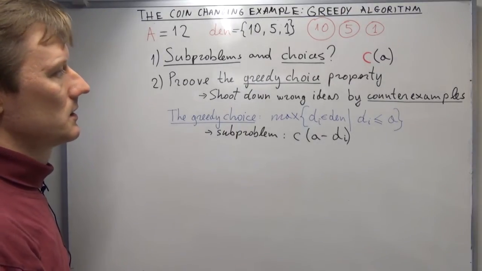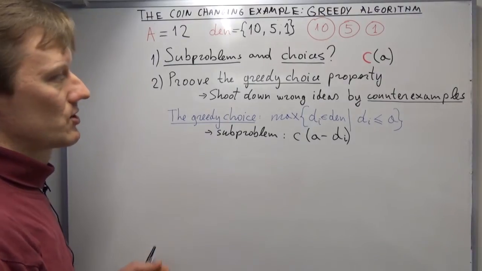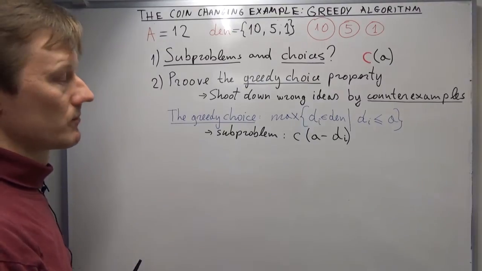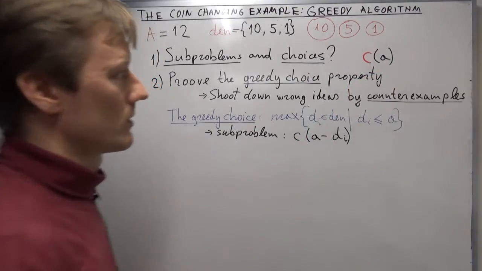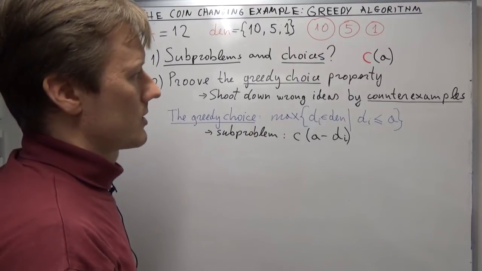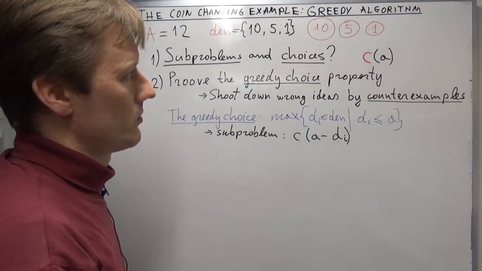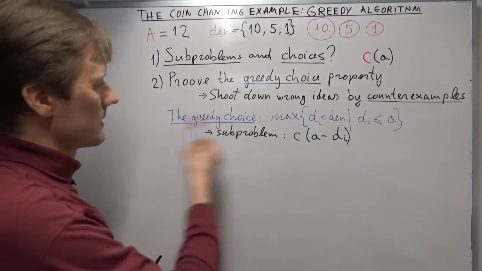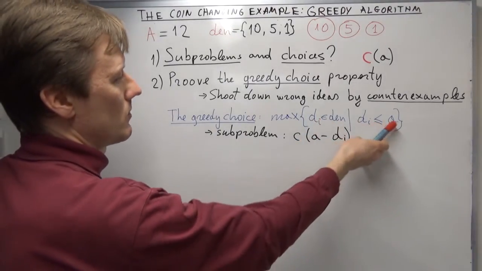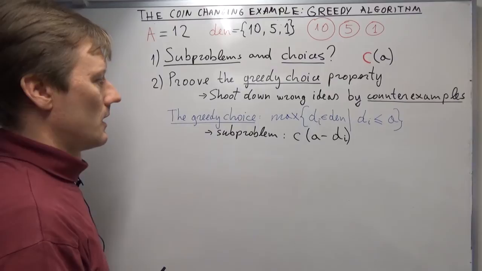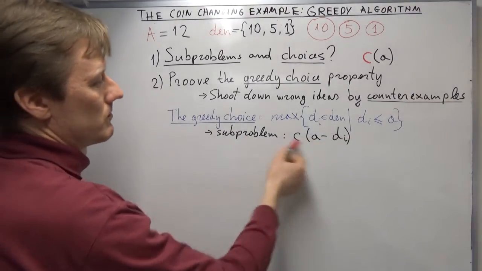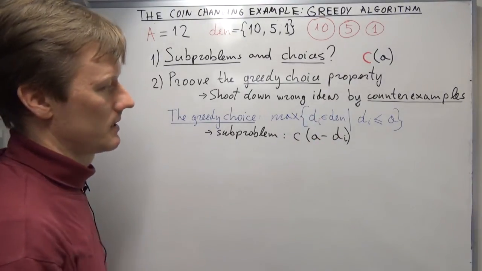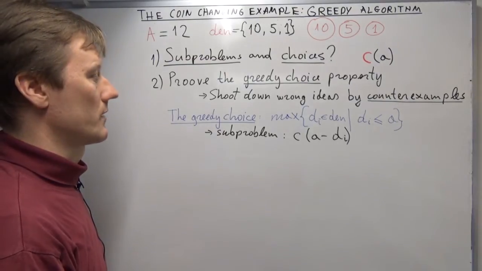So the obvious greedy choice is to pick the largest coin, with the intuition that the largest coin will reduce the amount that we want to change by the largest value using only one coin. So that's the greedy choice: the maximum denomination smaller or equal than A. And then the remaining subproblem is to change the amount reduced by the value of the coin that we have picked.